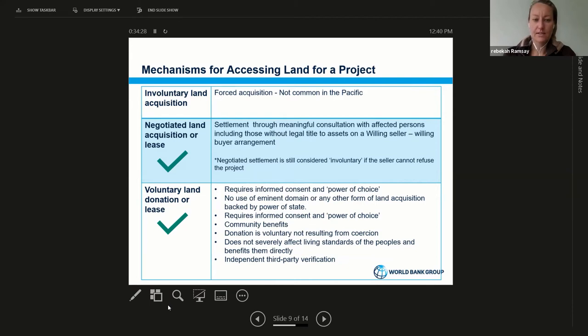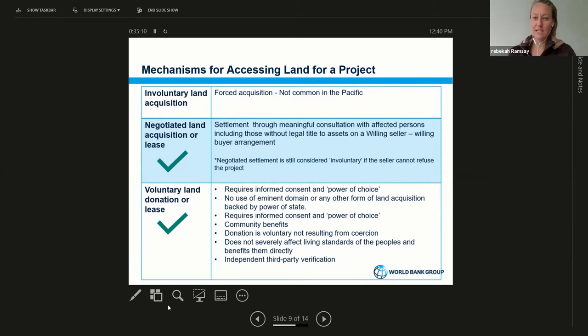Let's have a quick talk about informed consent and power of choice, which is around voluntary land donation. Power of choice is about what I mentioned, whether I can decline to provide my land. This is about it being truly voluntary. If someone is saying, I would like to give my land to this project, it has to be the case that the project would continue, as I said, even if I don't give that donation.